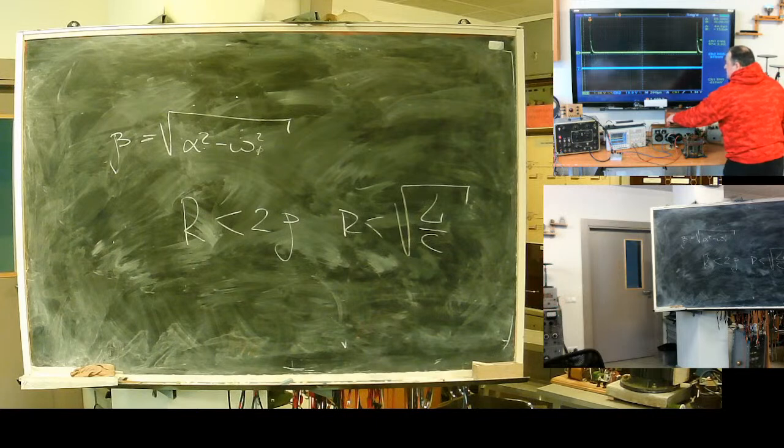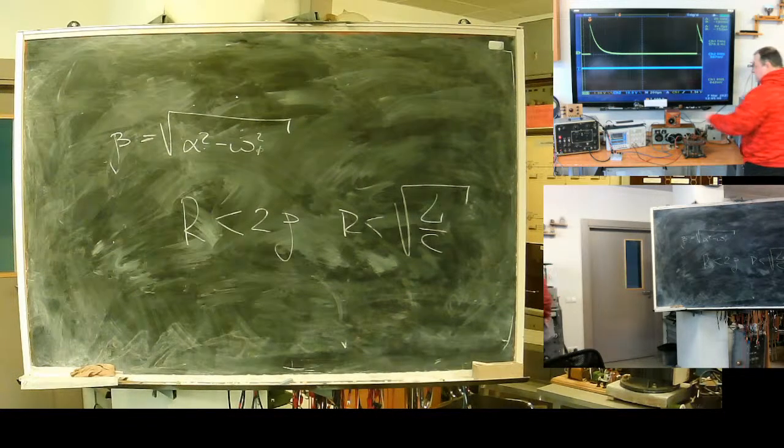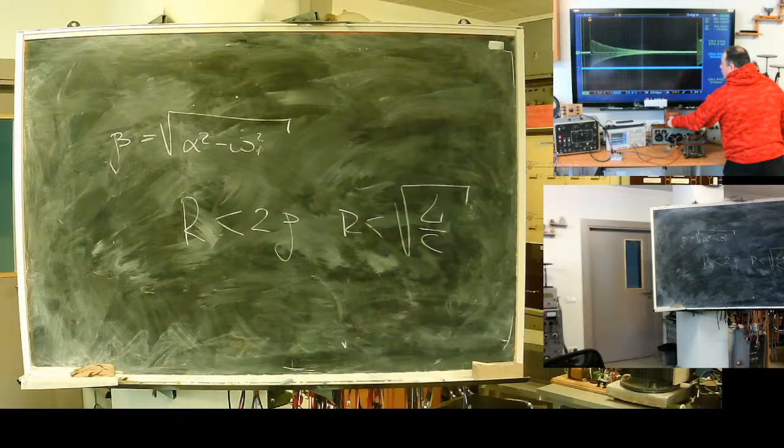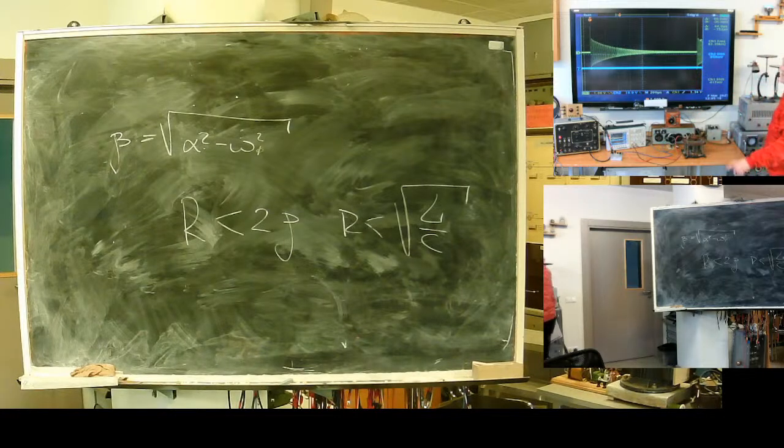Increase resistance: aperiodic network. Beta, at this moment, is real. Active resistance is greater than double the characteristic resistance. Non-periodic, periodic. Free decaying oscillations.